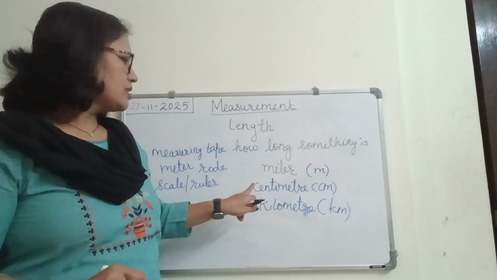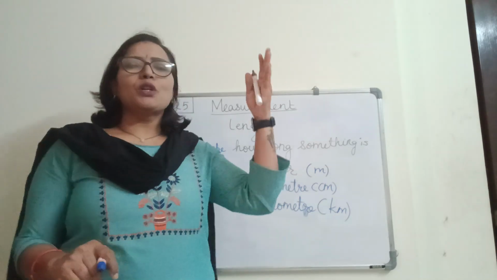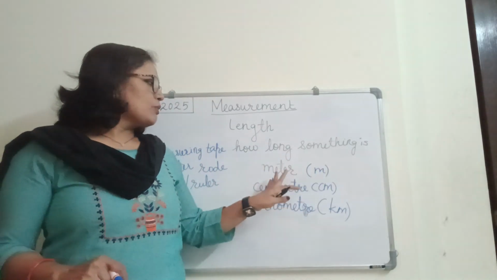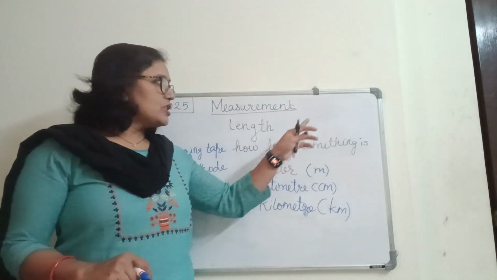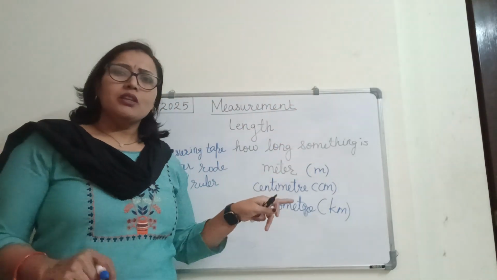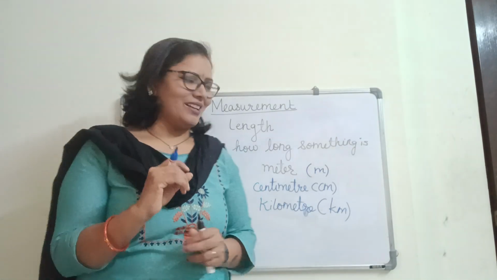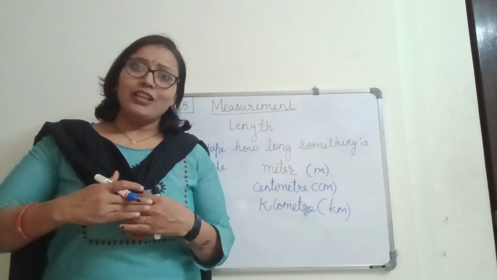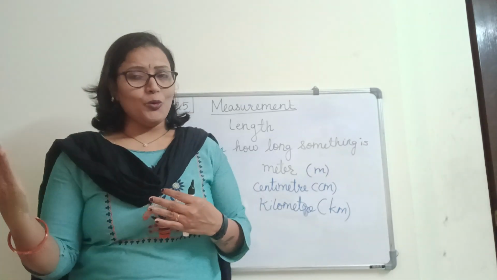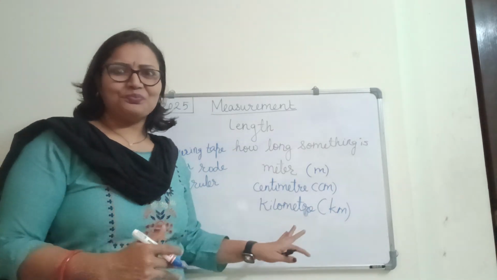So meter, centimeter and kilometer. What is an example of meter? Suppose you want to measure the length of the door, we'll use the meter only. Suppose we want to measure the length of this board, we'll use the meter only. Centimeter, when the object is very small, at that time we'll use the centimeter. And kilometer, when it is very far from one city to another city or school to your home, that type of distance we measure using the kilometer.